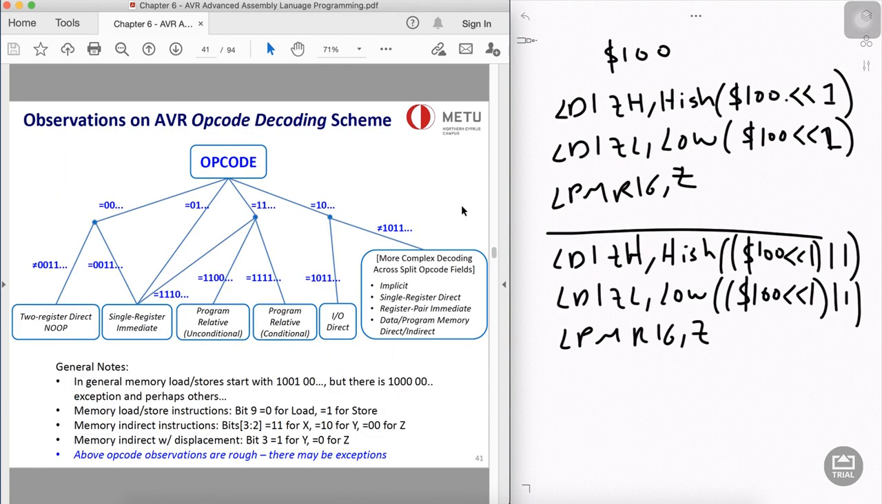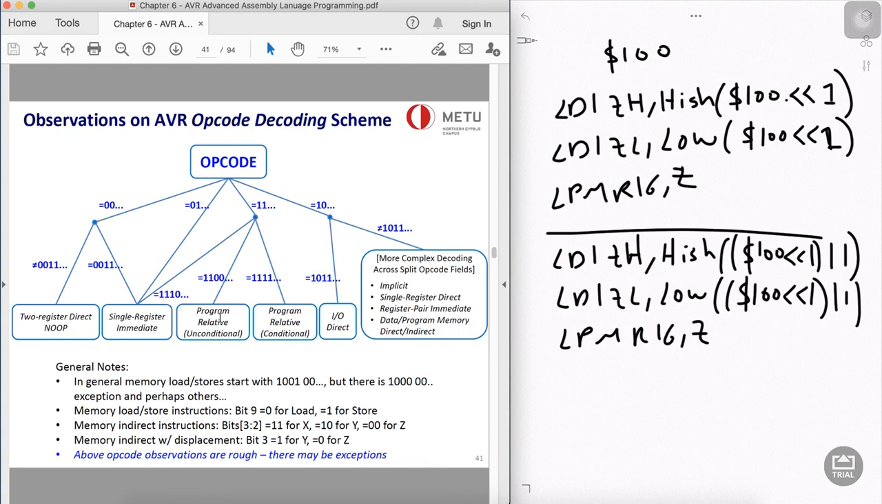And so we can say that we can generalize the things. So observations on AVR code: two register direct, they start with 0, 0. Single register, they start with 0, 0, 1, 1. They both start with 0, 0.